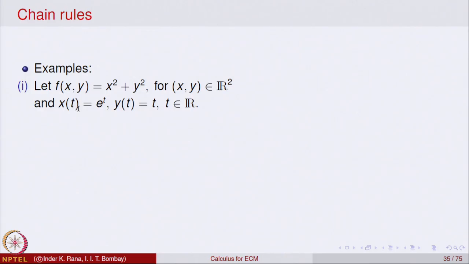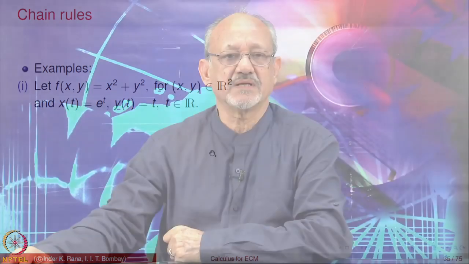So, x is a function of t, f is a function of x and y, and y is also a function of t. So, what will be f as a function of t? We can actually put the value of x in this formula. That will give you x square, that is e raised to power 2t, plus t square. So, f actually becomes a function of one variable, and we can compute the derivative as if it is a function of one variable. But we want to illustrate this as an example of chain rule.